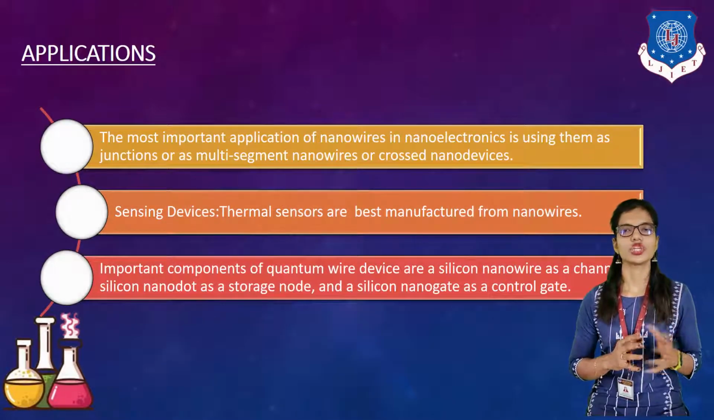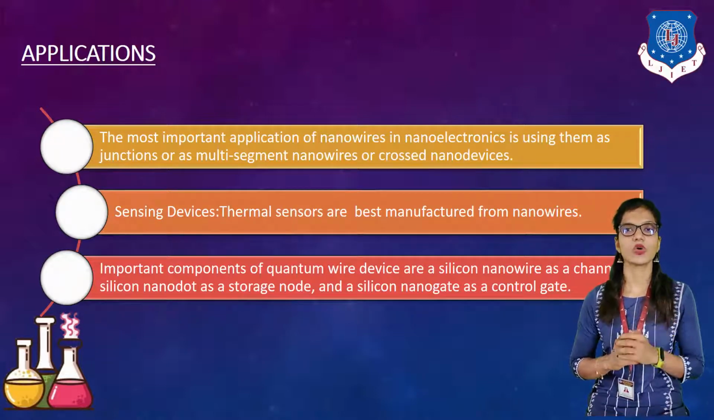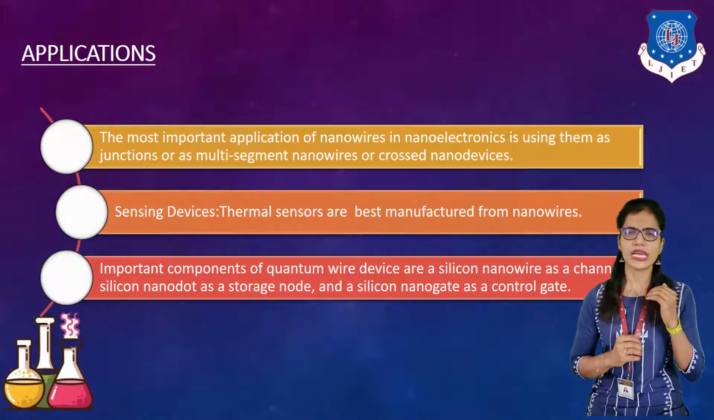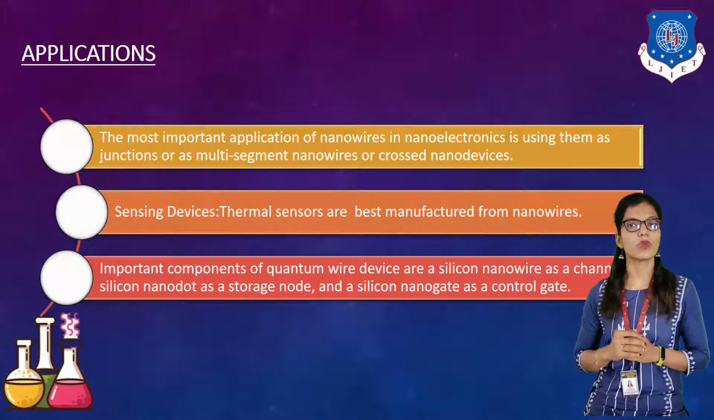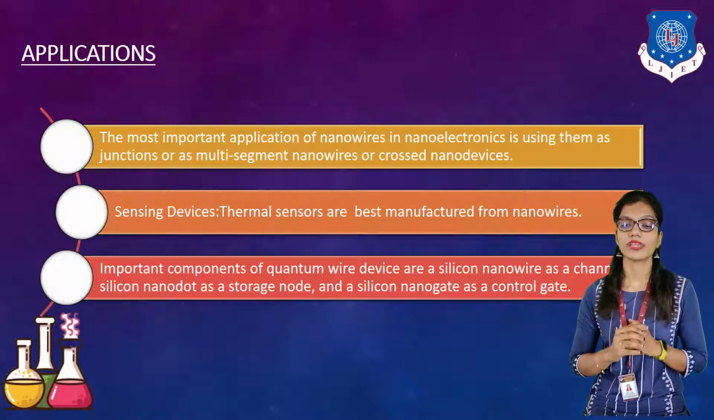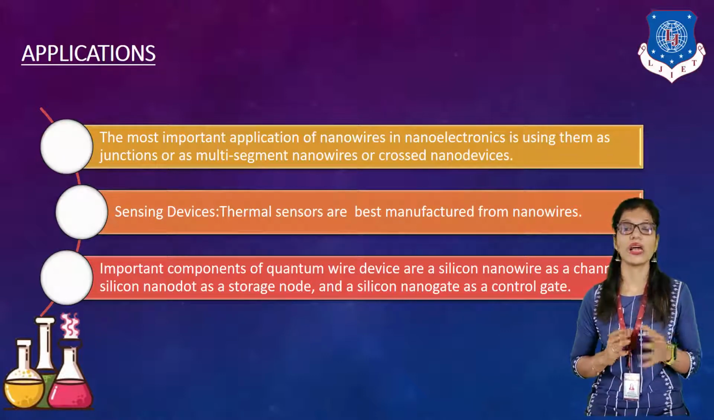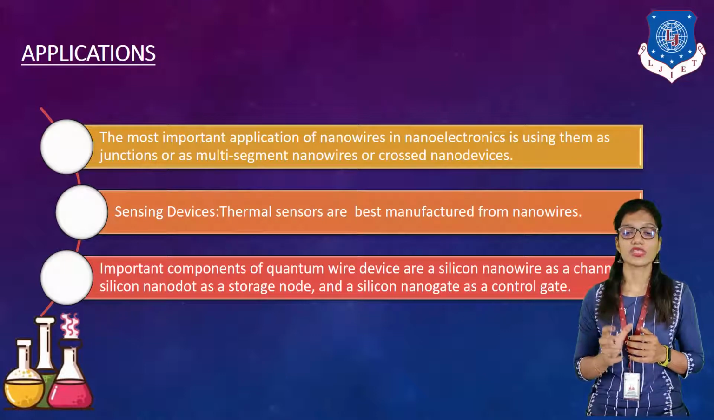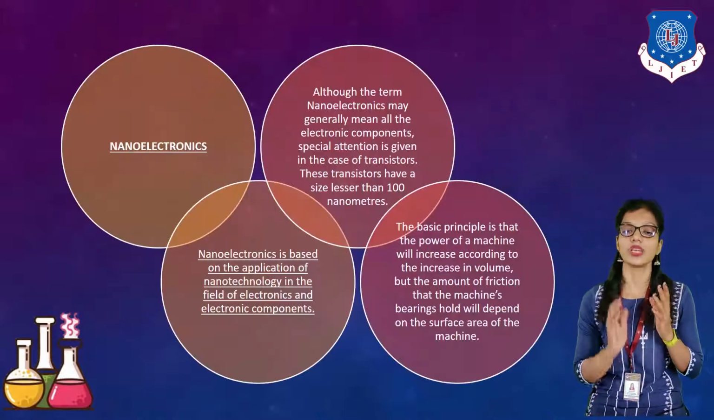Applications: the most important application is in nanoelectronics. They are used as cross nano devices, multi-segment nanowires, etc. They are used in sensing devices; thermal sensors are best manufactured from nanowires. Likewise, important components of a quantum wire device are silicon nanowire as a channel, silicon as a storage node, and silicon nano gate as a control gate.